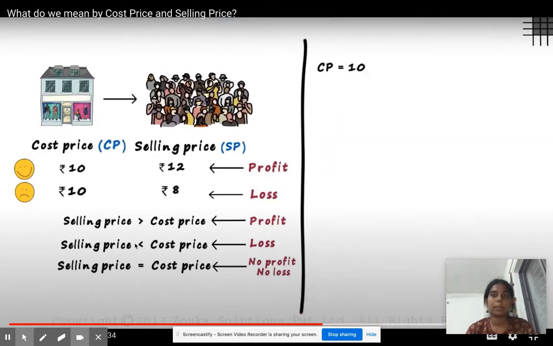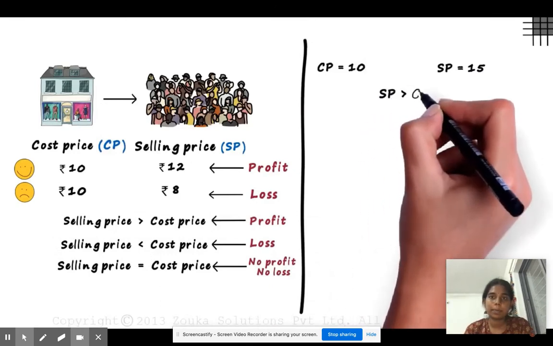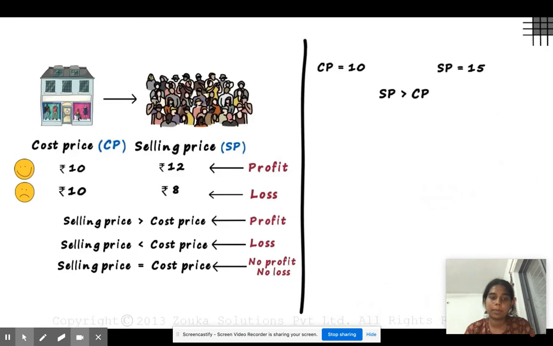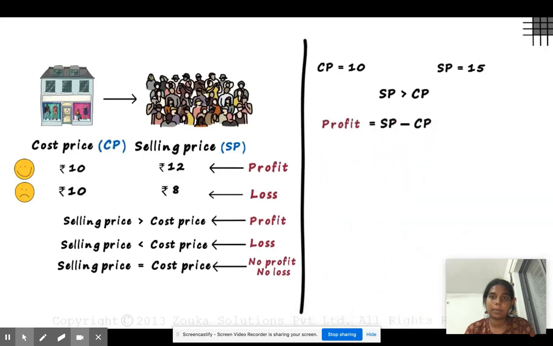The cost price is 10 and the selling price is 15. Is it a profit or a loss? Since the selling price is greater than the cost price, we can say that it is a profit. And what is the profit equal to? The profit is equal to selling price minus the cost price. That is 15 minus 10, which equals 5. A profit of 5 rupees means that the product was sold at 5 rupees higher than the cost price.